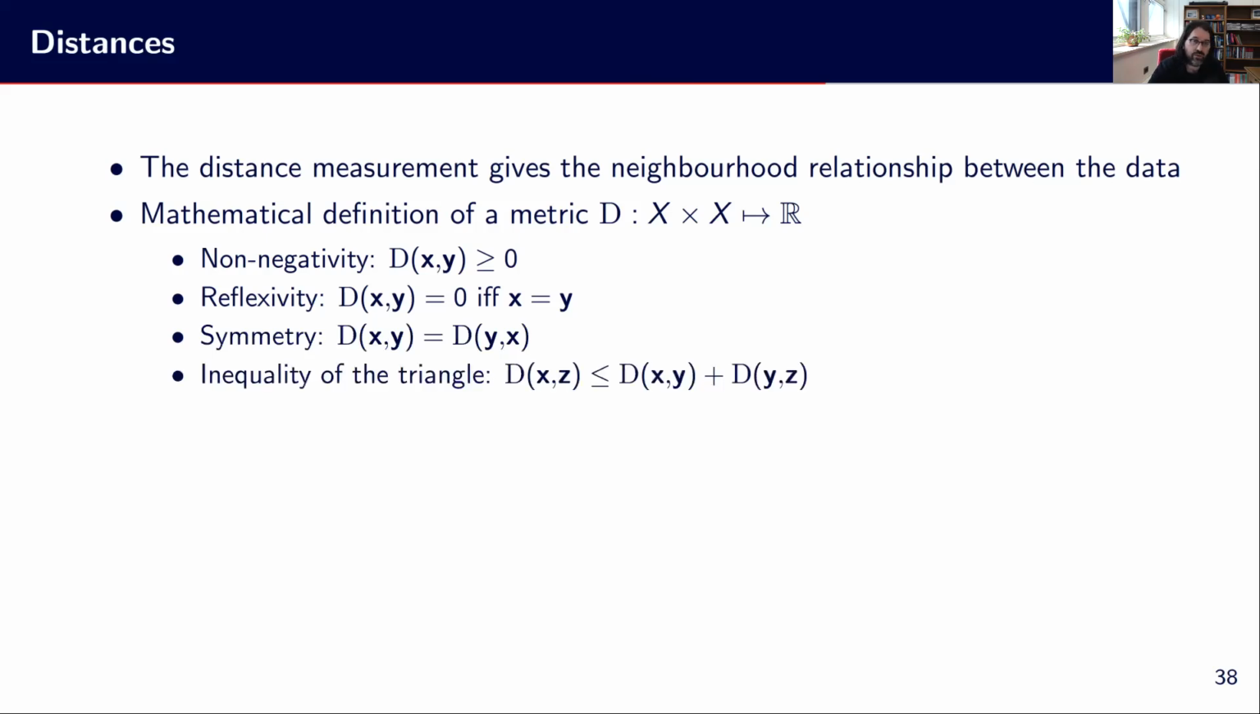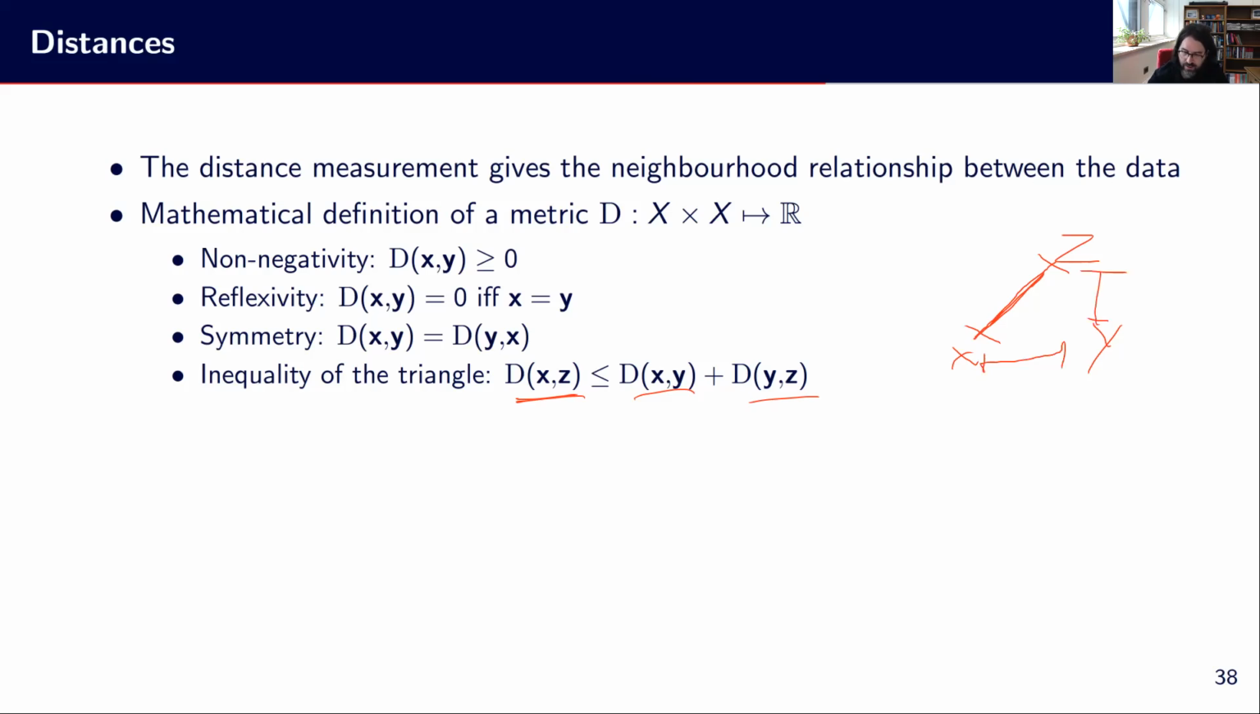And the last thing is what we call the triangle inequality. We assume that the distance between X and Z is less than or equal to the distance between X and Y plus the distance between Y and Z. For example, we have a triangle. We have X here, we have Y here, we have Z here. So the distance between X and Y is something like this. And the direct distance should be less than the sum from X to Y and then Y to Z.